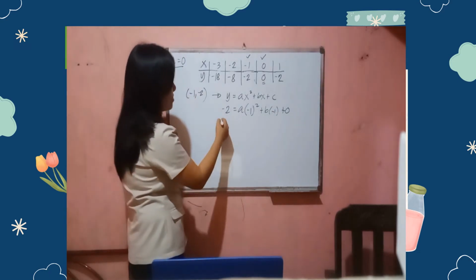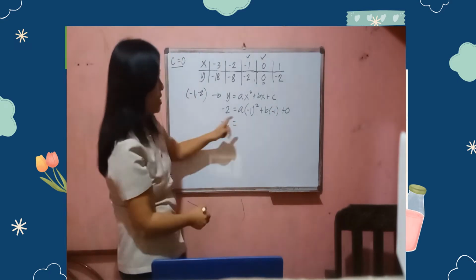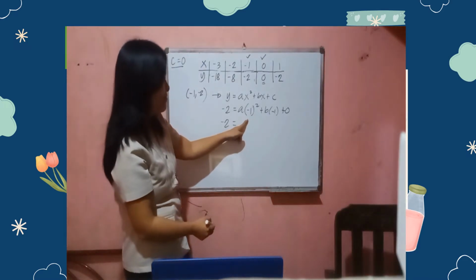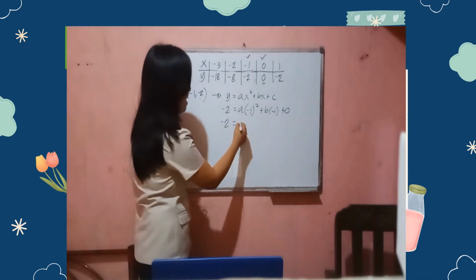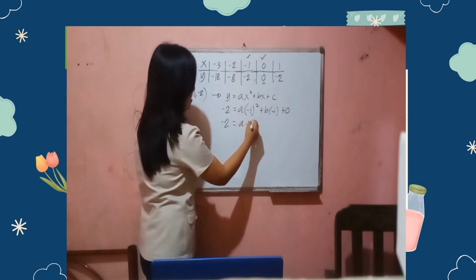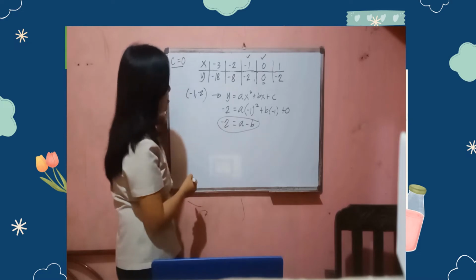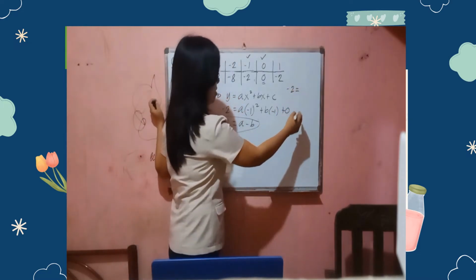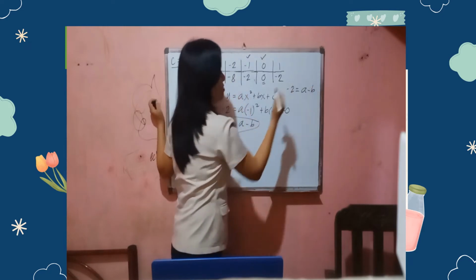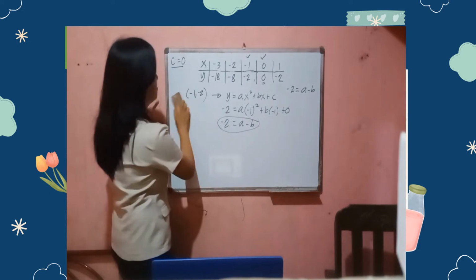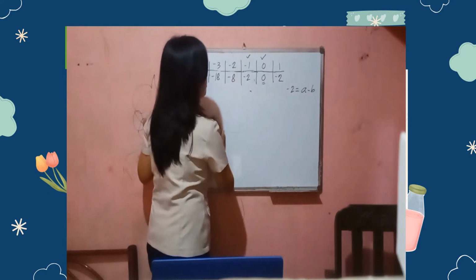Okay? So, negative 2 equals negative 1 squared is 1, negative 1 squared is 1. Ano ba yan? So, a. Negative 1 times b is negative b. So, meron tayong first equation. Okay? Lagay natin dito. Negative 2 equals a minus b. Okay? So, ngayon, isa na lang.